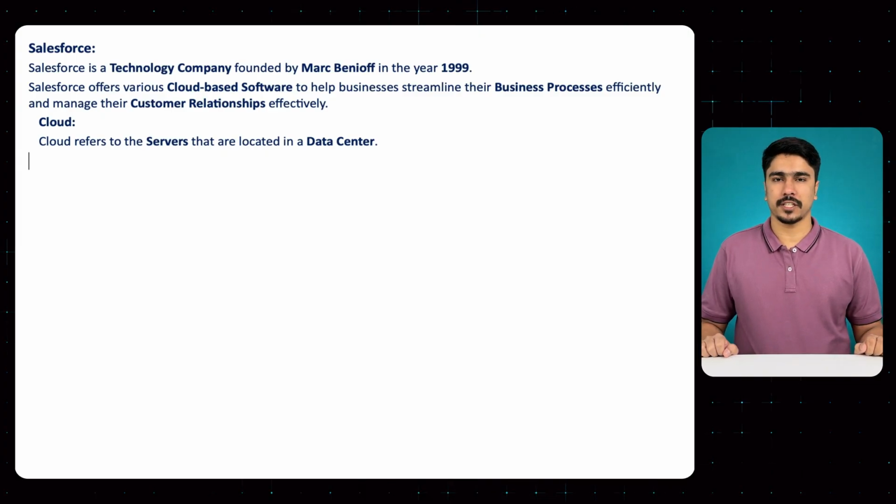What is cloud first of all? Let's understand them one by one. Cloud refers to the servers that are located in a data center. Now, what is a server and what is a data center?